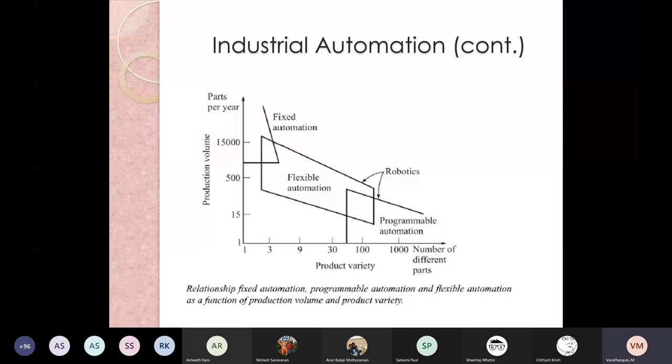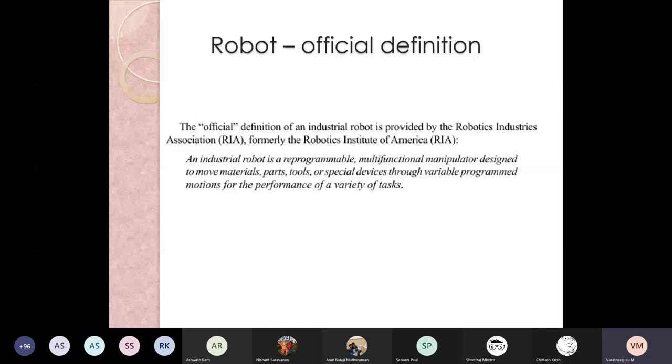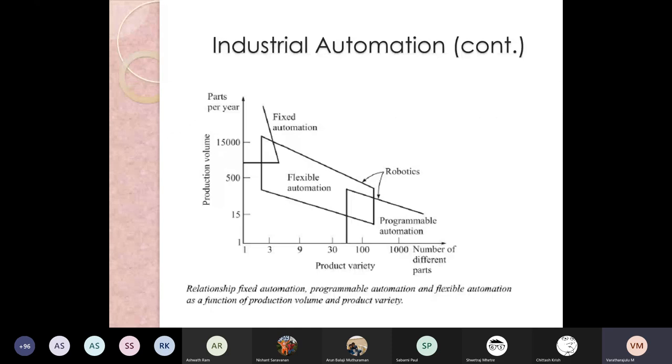And one more thing about flexible automation. When one batch is completed on the equipment and it is reprogrammed for the next batch, we can use programmable automation. With flexible automation, different products can be made at the same time on the same manufacturing system. This feature allows a level of versatility that is not available in pure programmable automation, as well as in fixed automation.